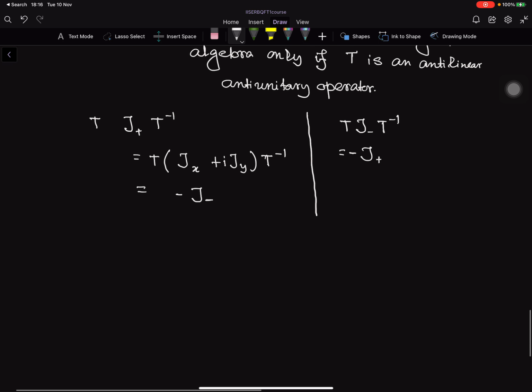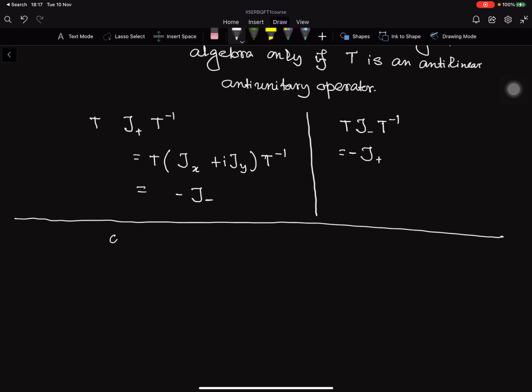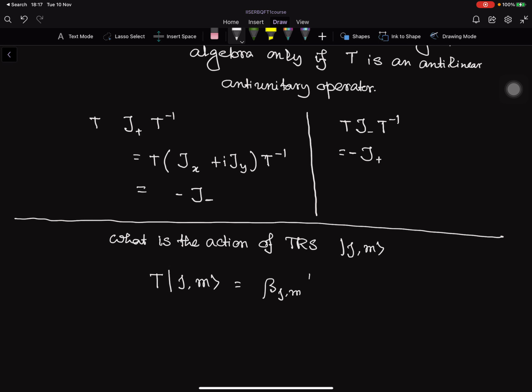Okay, now let's try to find the action of the time reversal symmetry on the angular momentum representation. So let's say the action of time reversal symmetry on the angular momentum representation, T acting on |j m>, is some phase, some complex number, times some |j m prime>. Okay, let's say for simplicity, let's put it |j m>.